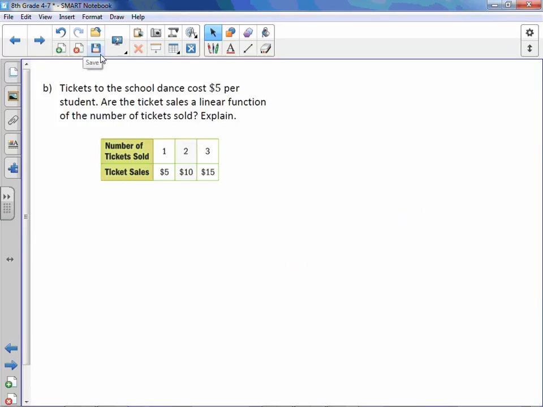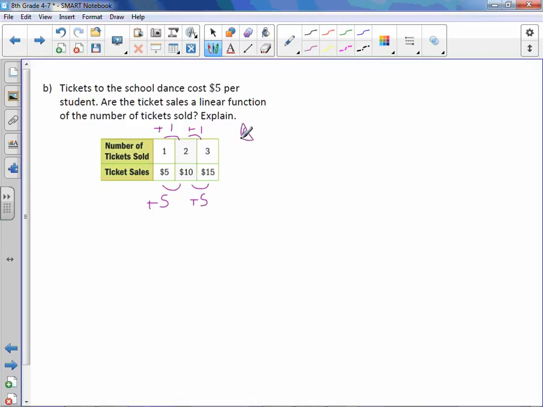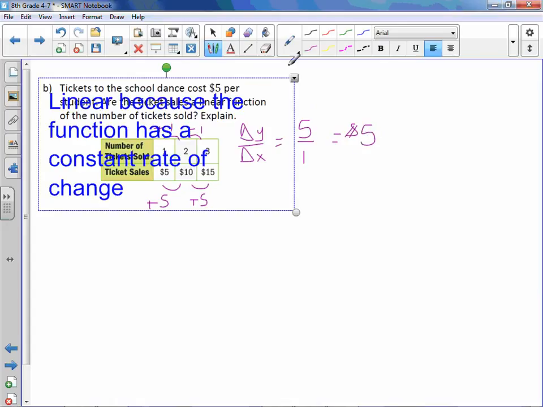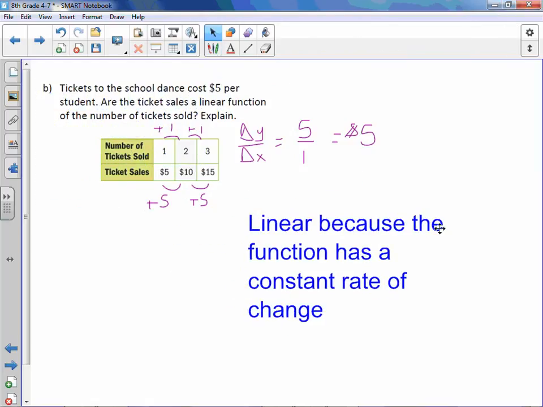Letter B. Tickets to the school dance cost $5 per student. Are the ticket sales a linear function of the number of tickets sold? Explain. Our number of tickets sold, the change is plus 1, plus 1. The ticket sales, plus 5, plus 5, which would mean our change in y over change in x would be $5 over 1, or $5. So because I can find a constant rate of change, I know my function is linear.